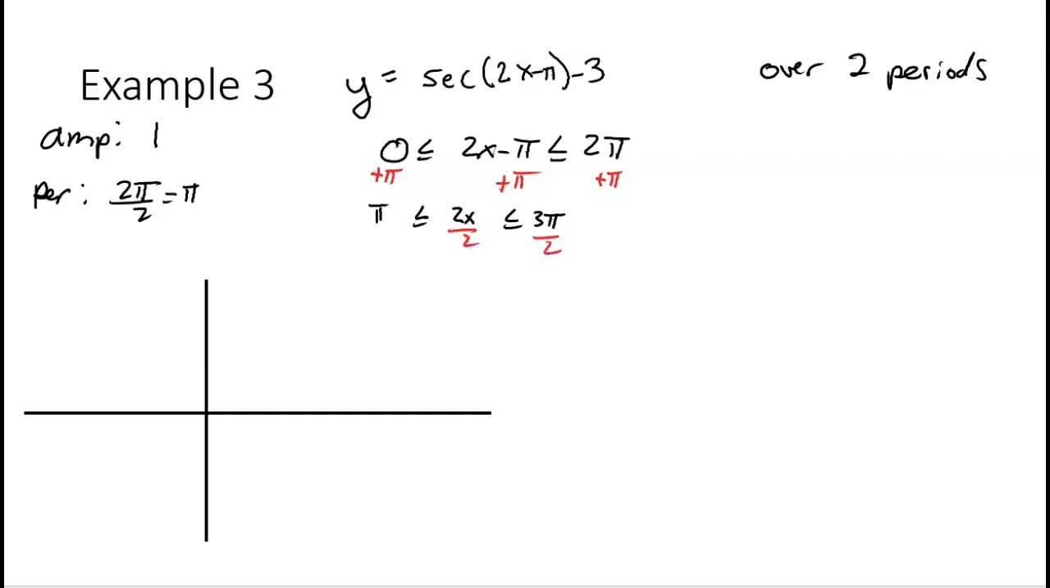And then I'm going to divide everything by 2. So pi over 2 to x to 3 pi over 2. Again, pi over 2 to 3 pi over 2. Again, that gives you a period length of pi.